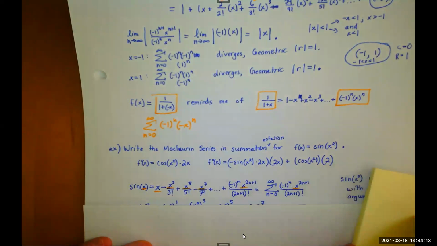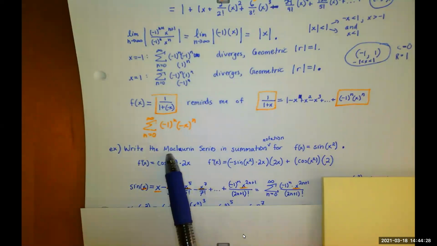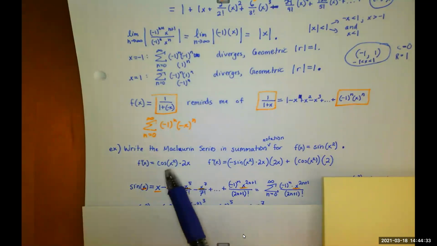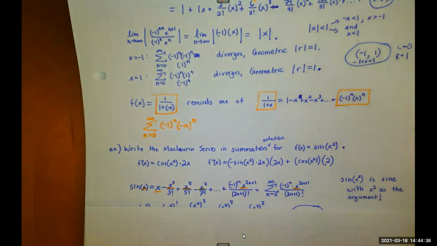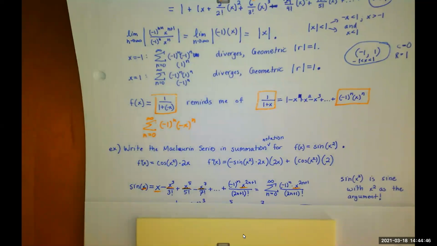So, why did I ask you to think about the Maclaurin series for sine of x? Well, there's two reasons that might help you know what's going on here. The first reason is we're talking about the Maclaurin series, so it makes sense, right? The other thing that might make sense to you is if I observe this: sine of x squared is the sine function with x squared in the argument instead of x.